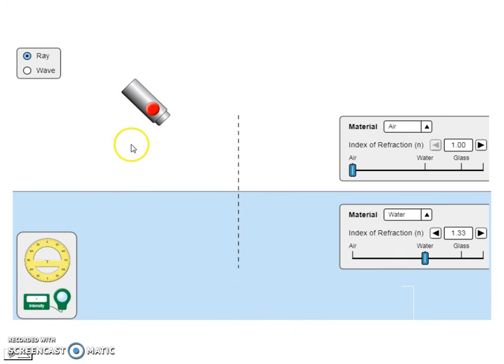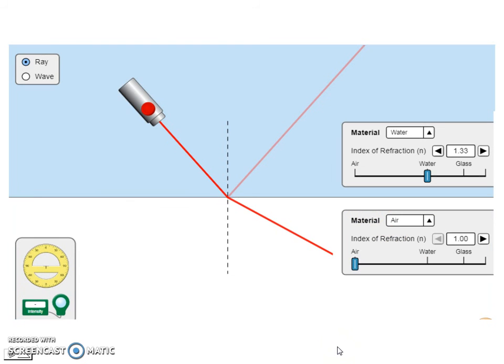This is going to be our source of light, and here we can select different media. Right now it's set up to go from air into water. We want to go the other way. So click on this menu, select water, click on this menu, select air, and now we'll have the light going this way. Click on the red button that turns the laser on, and so here we have the light bending away from the normal, just like we expect it to do. We also have the reflected ray.